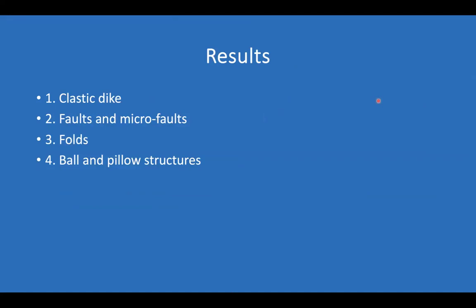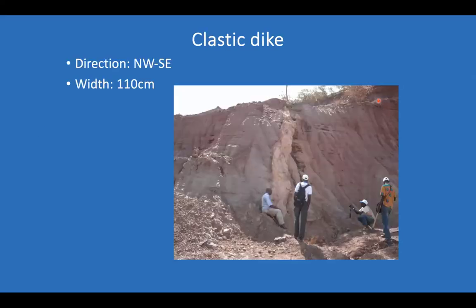The results show that in Bamako, we found some clastic dikes. We found 3 clastic dikes. I'm going to show you the pictures. We found also some faults and micro faults. We found some faults and some ball and pillow structures. Here we can see the first clastic dike.